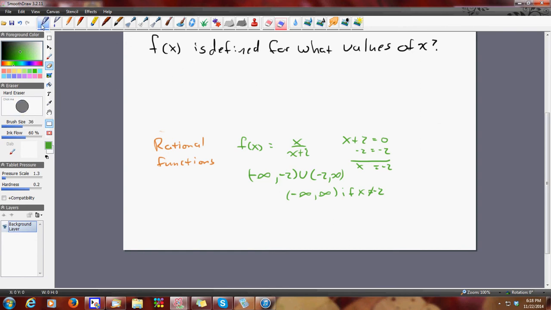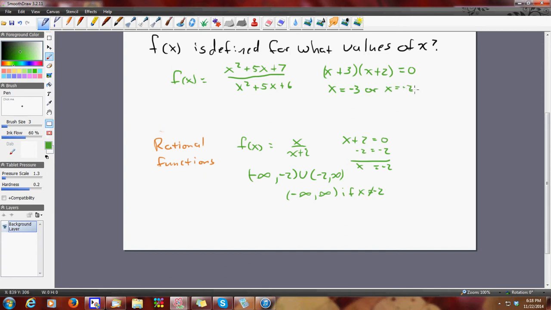I'm going to give you one more, and it's another rational function. It could say x squared plus 5x plus 7 over x squared plus 5x plus 6. Now, some people say, whoa, look at the numerator. Well, the numerator is completely irrelevant. We don't care what the numerator is. So I'm going to set the denominator equal to 0. I'm going to say x plus 3 times x plus 2 equals 0, which means x equals -3 or x equals -2.